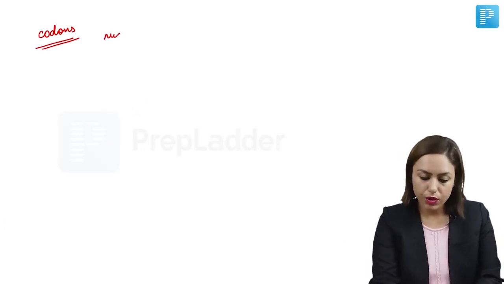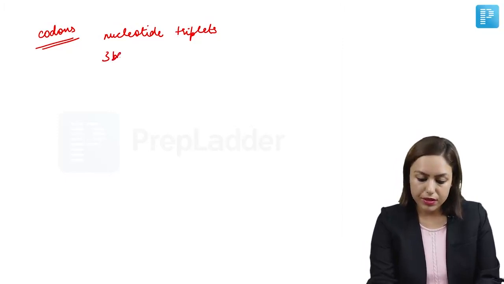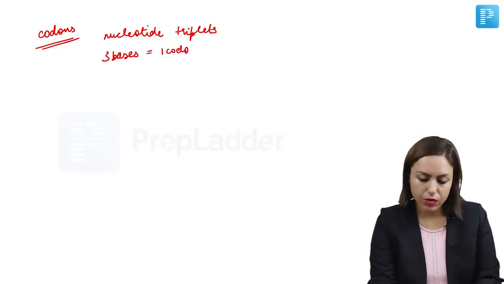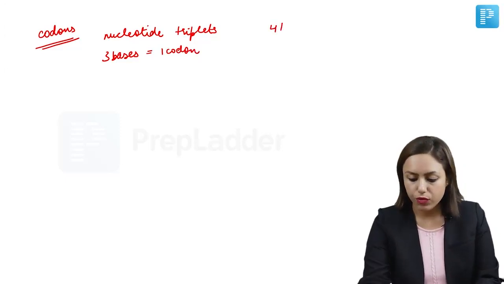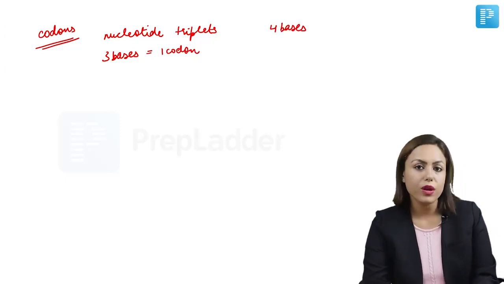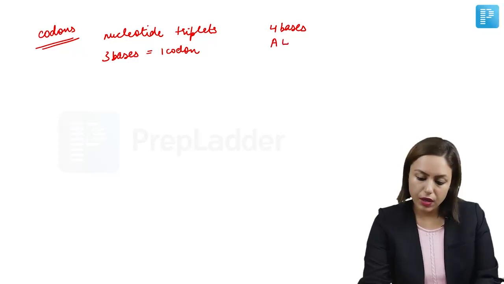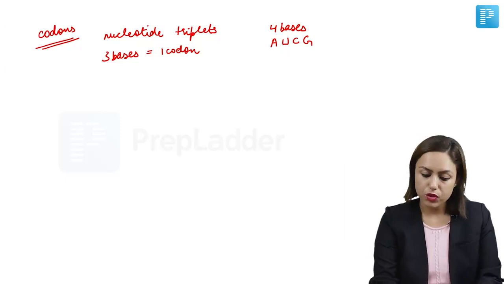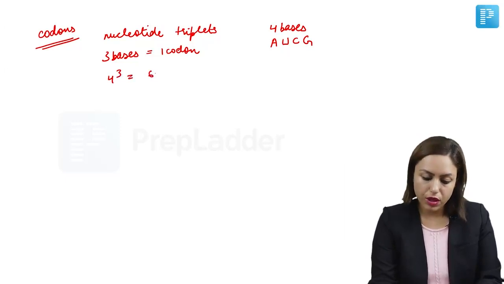Codons are nucleotide triplets. That is, 3 bases make 1 codon, and a total of 4 bases are used to make codons, that is A, U, C and G. Okay, so the combinations possible are 4 to the power 3, that is 64 codons.